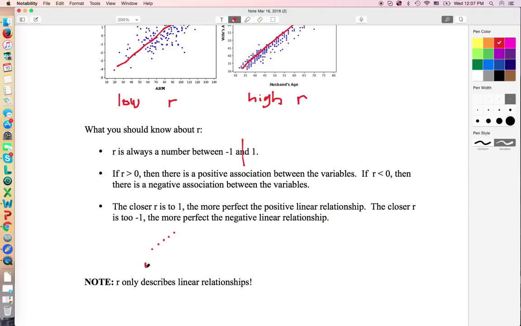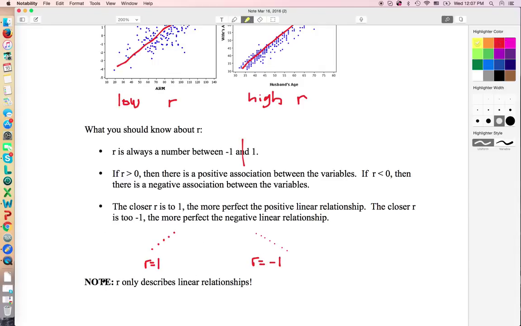With no scatter about the line at all. So that means that all of the points that I drew would lie exactly on the same line. R being -1 would just be the same idea, but our line would be going downward. There'd be a negative association between those variables. And this would be a situation where we would have an R value of -1. So a perfect linear relationship, no scatter about the line, means that you have an R value of 1.